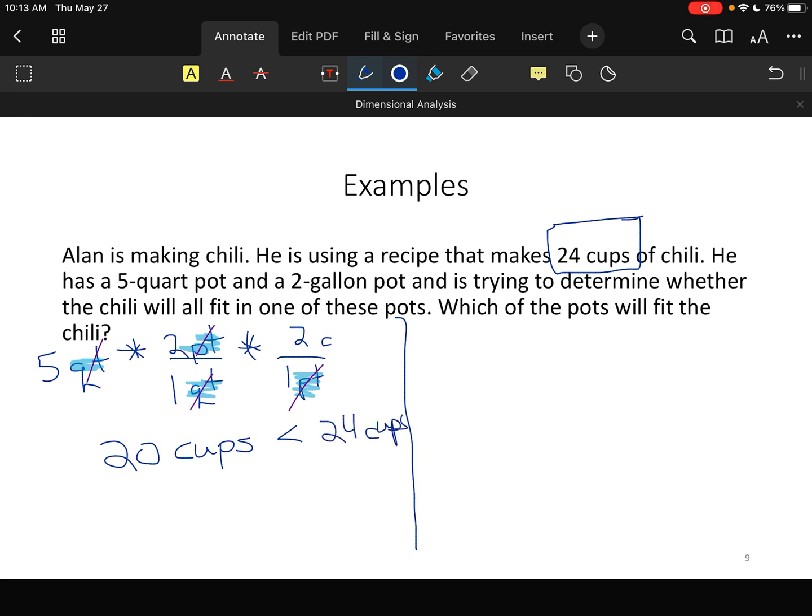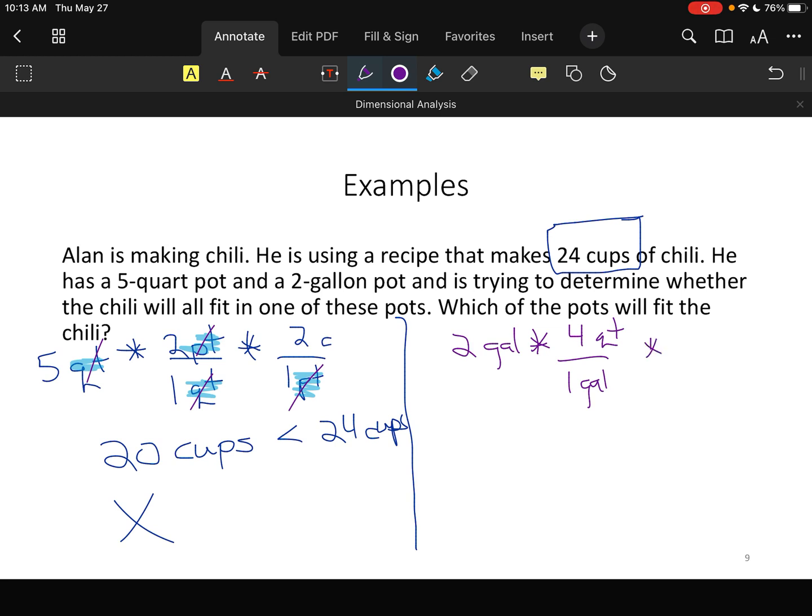Because that's what we need, we can't use the 5-quart pot. So we're going to put an X there. Now let's compare it to the 2-gallon pot. So we know that 2 gallons, and we're just going to stack these conversion factors. 1 gallon is 4 quarts.